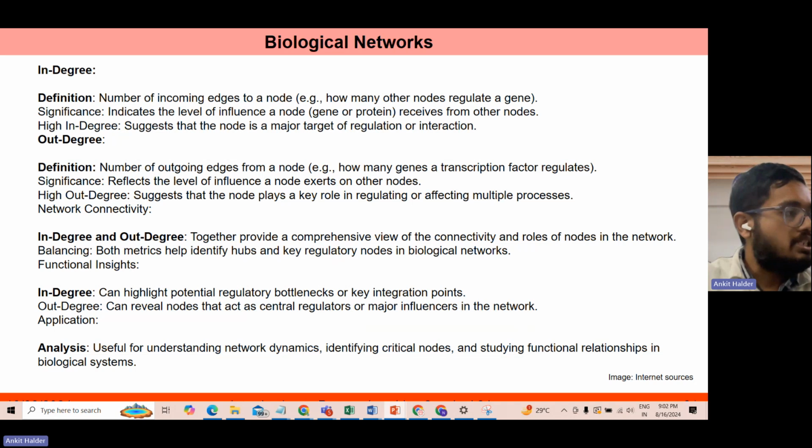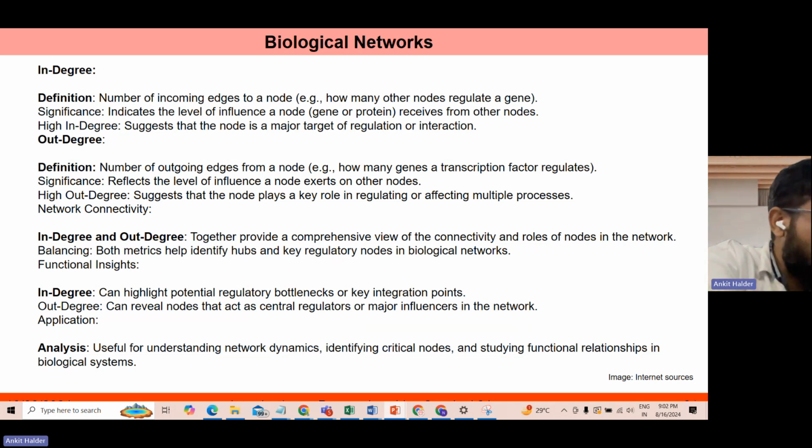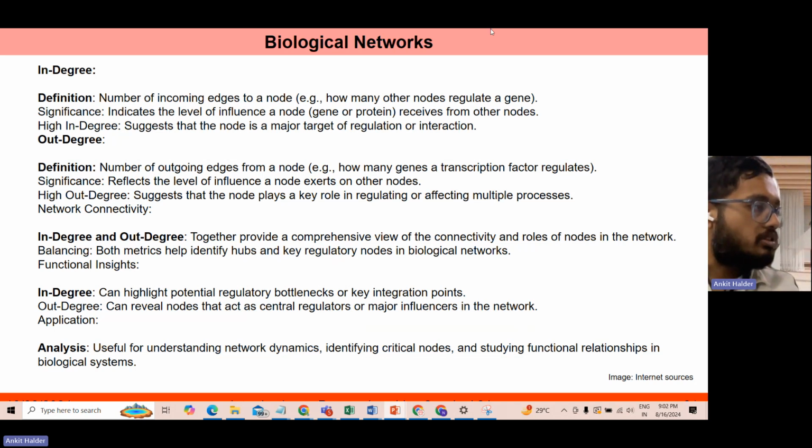And second is the out-degree, the number of outgoing edges from a node, how many genes the node regulates. It really reflects the level of influence a regulatory node exerts on other nodes. So high out-degrees suggest that the node plays a key role in regulating or affecting others. So we will be looking at the in-degree and then the out-degree. Together, they provide a summary of the activity and roles of network nodes, balancing both metrics.